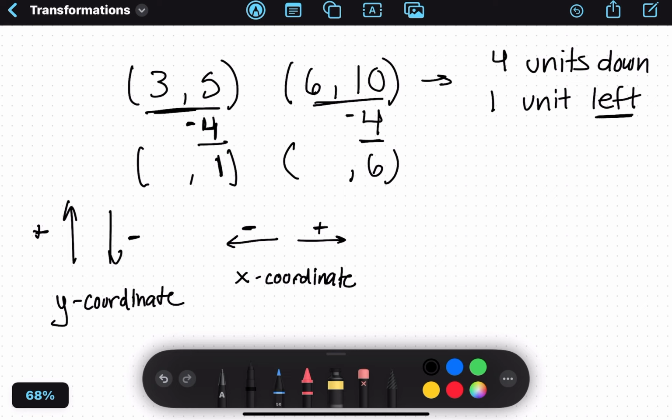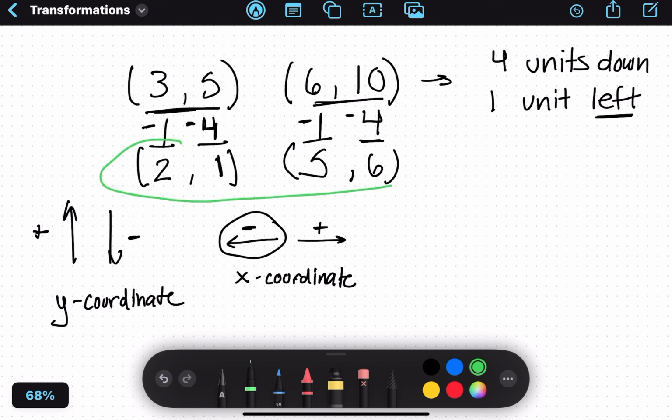This means 1 unit left. So when we said left, left is subtracting. So we're subtracting 1 from each point. 3 minus 1 is 2, and 6 minus 1 is 5. So after the transformation, these 2 points would be our new transformation, like our final image. 2, 1, and 5, 6.